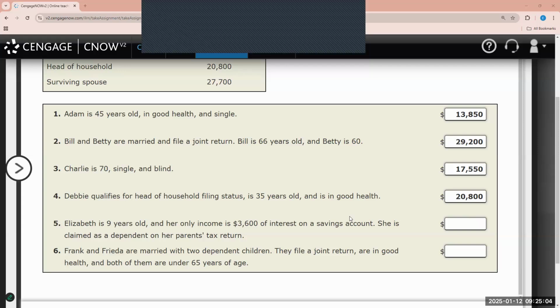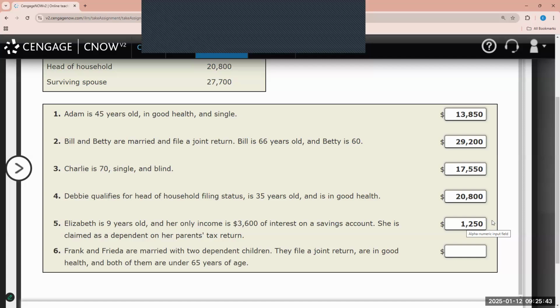Here it states, Elizabeth is 9 years old and her only income is $3,600 of interest in a savings account. She is claimed as a dependent on her parents' tax return. So because she's a minor, Elizabeth's standard deduction is limited. The total standard deduction for Elizabeth cannot exceed the greater of $1,250 or the sum of $400 plus her earned income. So in this case, because she has no earned income, she just has passive income, which is this interest earned on a savings account. In such case, the standard deduction is $1,250.